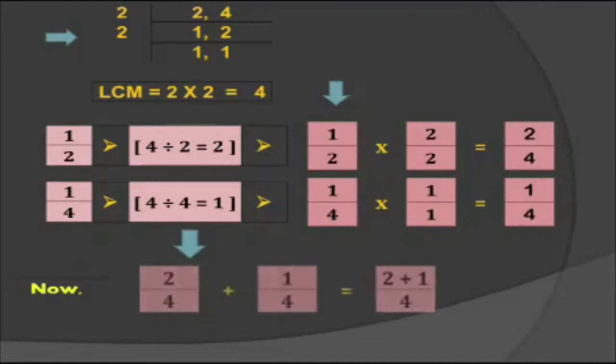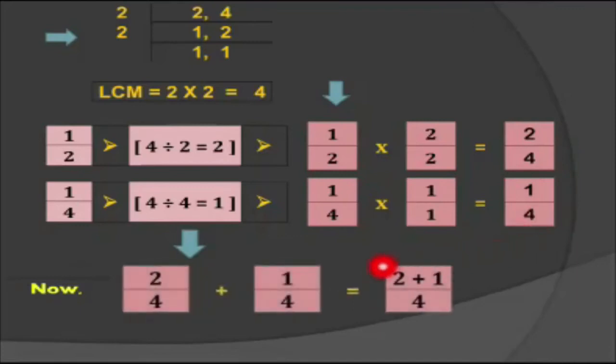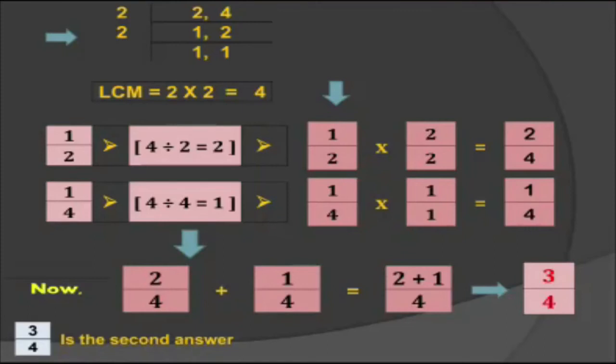Now we will add the numerators, and we will write the denominator as it is. So we are getting 2 plus 1 upon 4. So we get 3 by 4. We can consider 3 by 4 as the second answer, right?